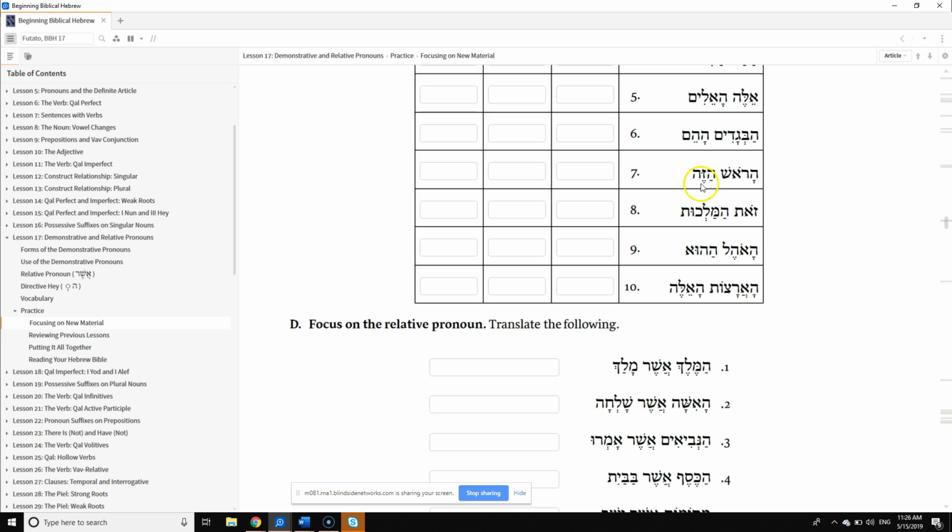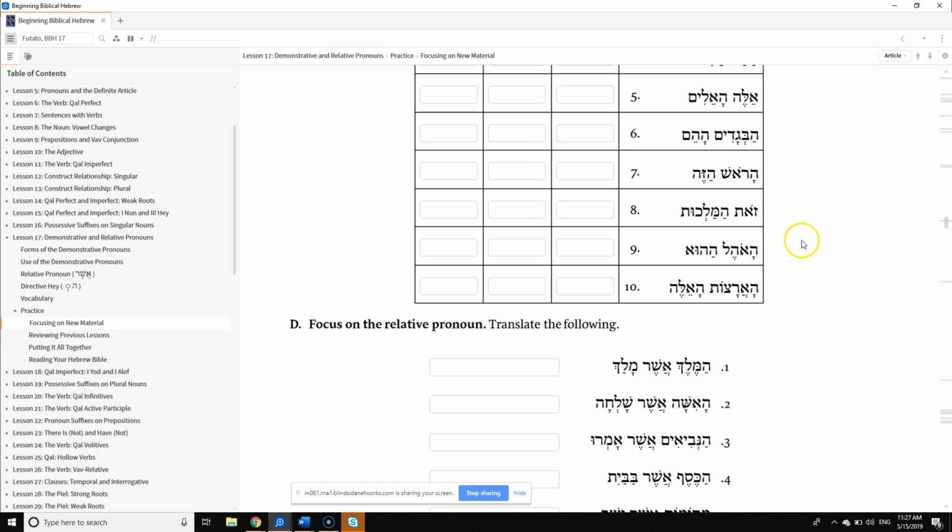Number 7, we have harosh hazeh. So here our demonstrative has the definite article, so it's attributive. Zeh is masculine singular. It matches rosh in gender and number. So what we have here is this head, or this chief, maybe. Number 8, zot hamalchut. Zot is going to be our feminine singular demonstrative. It does not have the definite article, so this is going to be a predicative construction. And so we're going to have this is the kingdom.